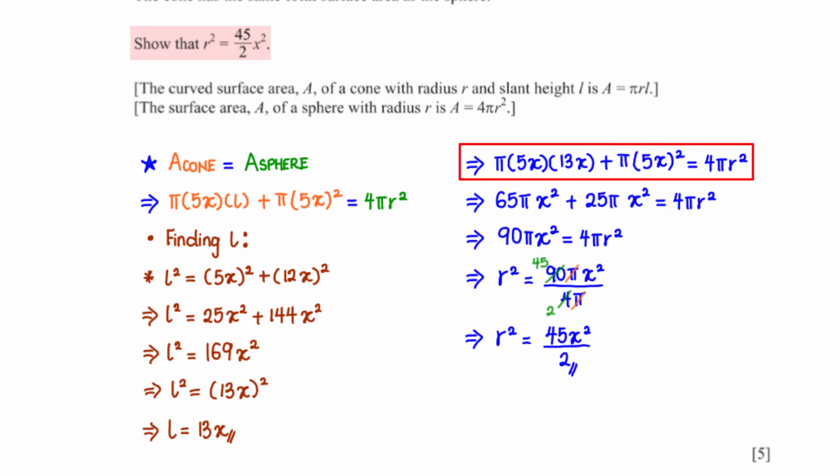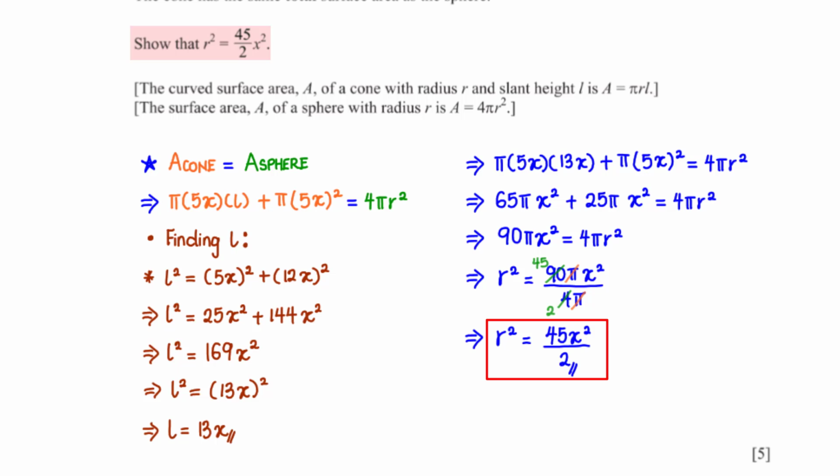Pi times 5x times 13x is 65 pi x squared, and pi times (5x) all squared is 25 pi x squared. 65 pi x squared plus 25 pi x squared is 90 pi x squared. We want to make r squared the subject, so we divide both sides of the equation by 4 pi. Pi cancels out. 2 goes into 90 45 times and 2 goes into 4 2 times. We've been able to show that r squared is equal to 45 over 2 x squared.